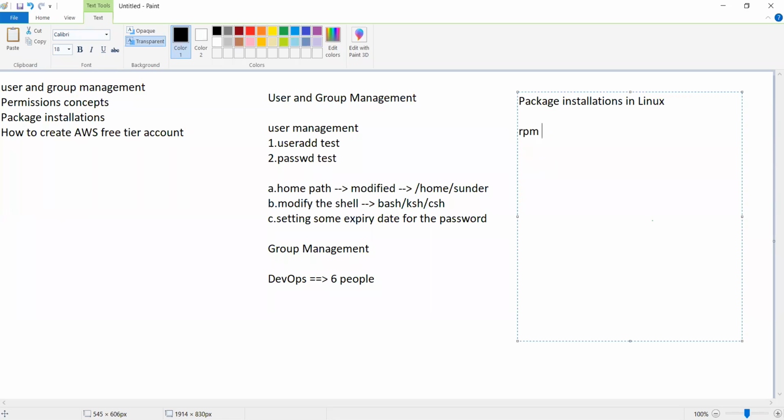So what about permission concepts? Yeah, let me finish off this. Next, it will be the permission concept.